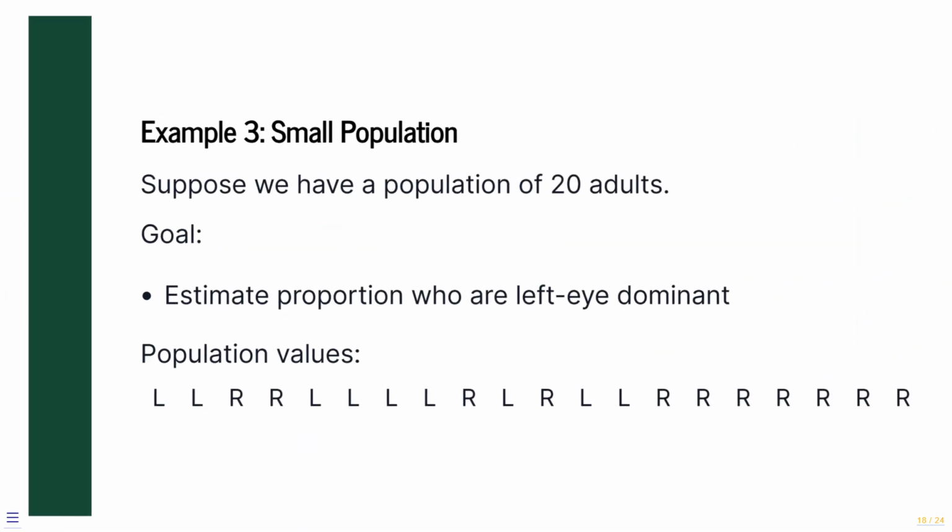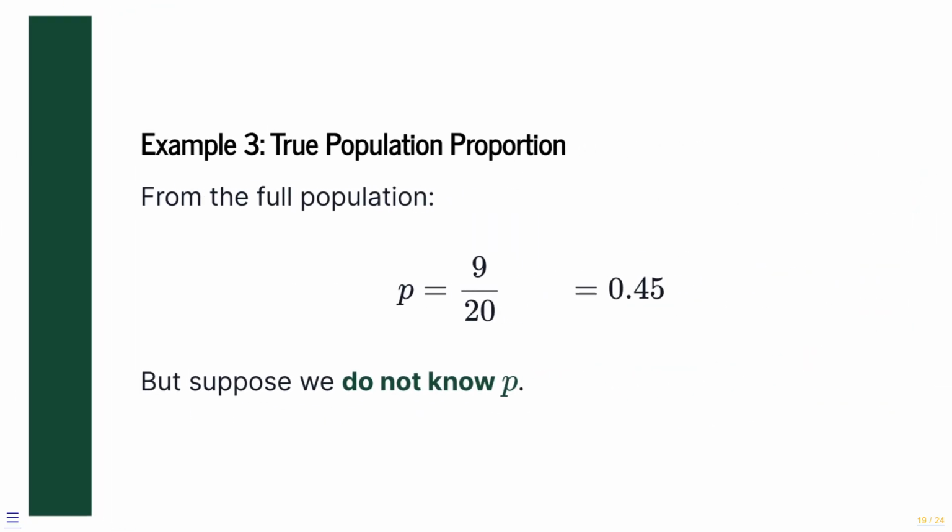Let's work through a small population example. Suppose we have a population of 20 adults and we want to estimate the proportion who are left-eye dominant. If we look at the full population, we can compute the true proportion directly. In this example, the population proportion p equals 9 out of 20, or 0.45. But in real life, we usually do not know the population value.